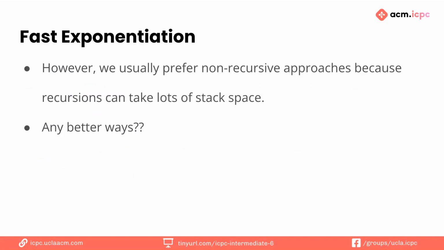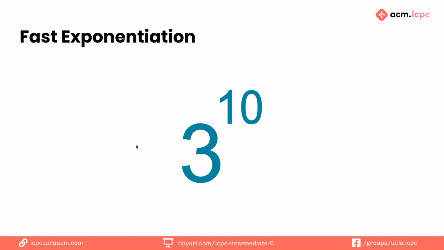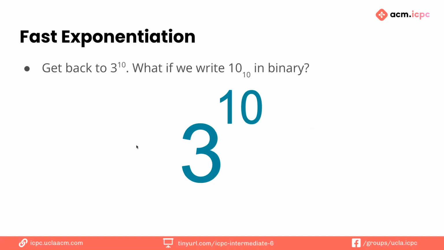Okay, so we just introduced how to calculate fast exponentiation recursively, but usually we prefer a non-recursive algorithm because recursion can take a lot of stack space sometimes. Then are there any better ways? The key is that we need to use binary to solve that. Now get back to 3 to the 10th power: how do we calculate it with binary?